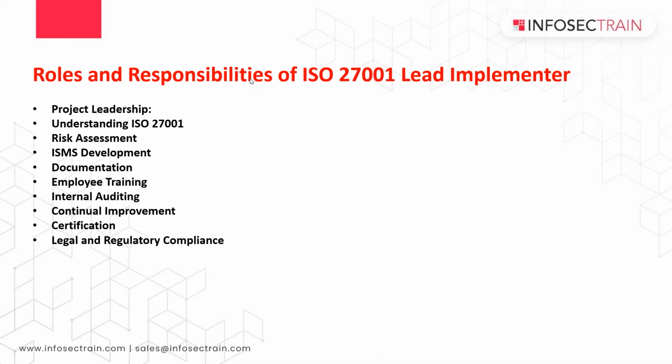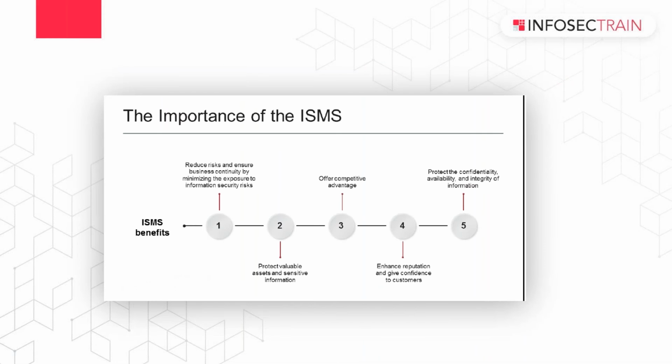Now, why do we go with an ISMS? What plays a crucial role in having an ISMS? What are the benefits of an ISMS? We have a few benefits. It will reduce risk and ensure your business continuity by minimizing the exposure to information security risk. What we have done is an assessment. From that assessment we identified a few things, because we had already implemented certain controls, and only then did we do the assessment. From that assessment we learned that something needs to be regulated and something needs to be given additionally.